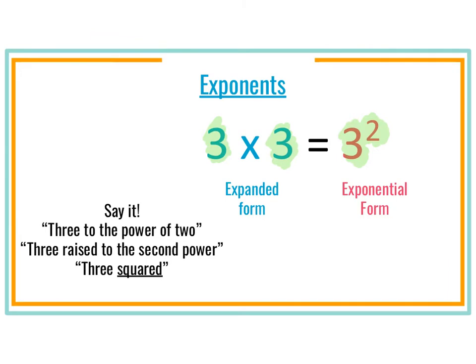There are 3 different ways to say this exponential form. We could say 3 to the power of 2, 3 raised to the 2nd power, or because this exponent is a 2, we could say 3 squared.